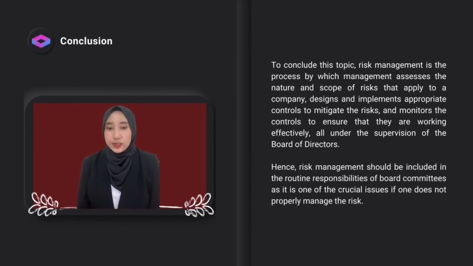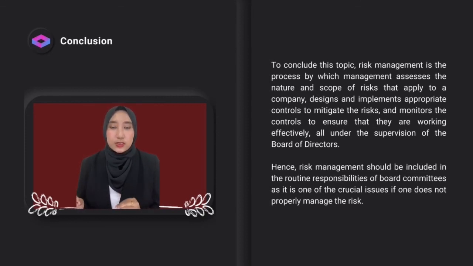So risk management is the process by which management assesses the nature and scope of risk that applies to a company, designs and implements appropriate controls to mitigate the risk, and monitors the controls to ensure that they are working effectively, all under the supervision of the Board of Directors.